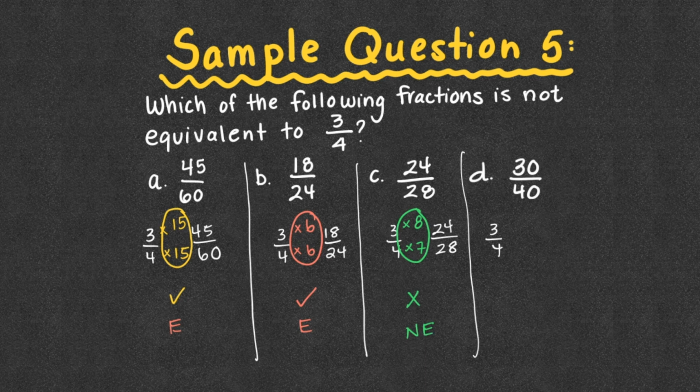And I just like to check with our final one. So if we have 30/40, I look: 3 times what is 30, 4 times what is 40? 3 times 10 is 30, 4 times 10 is 40. These are the same number. This is equivalent. So our correct answer is going to be C. 24/28 is not equivalent to 3/4.